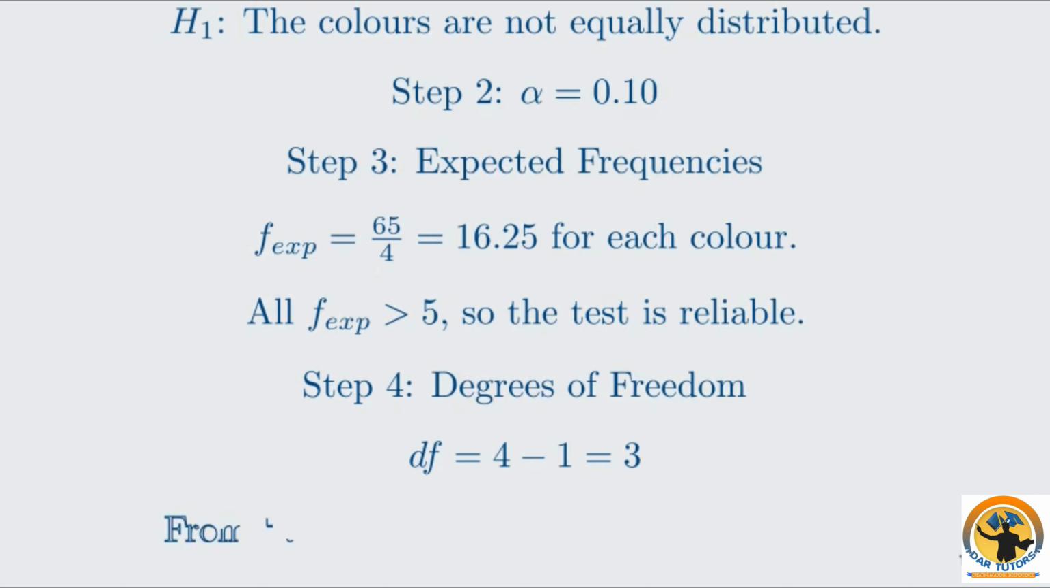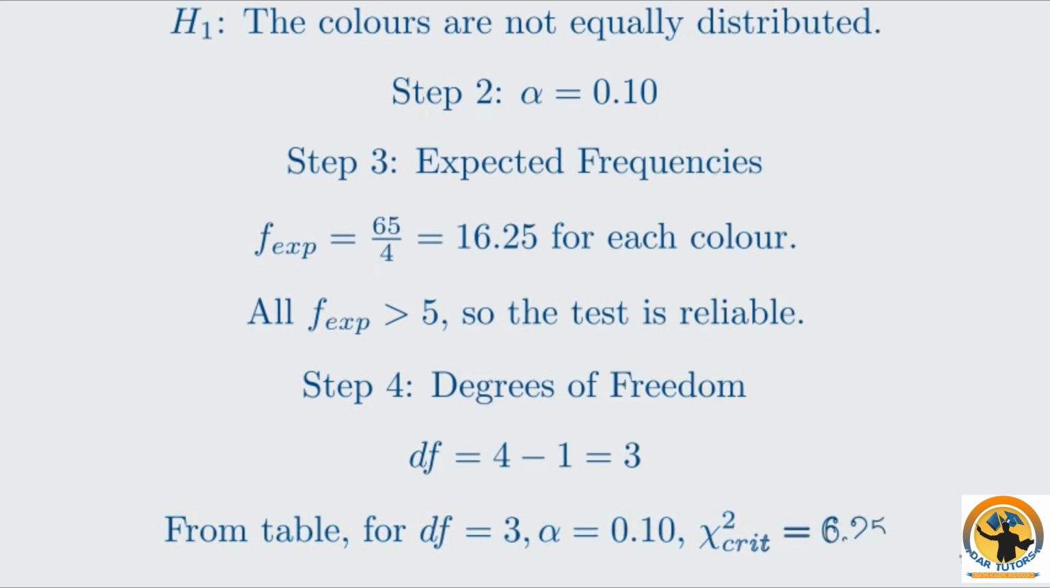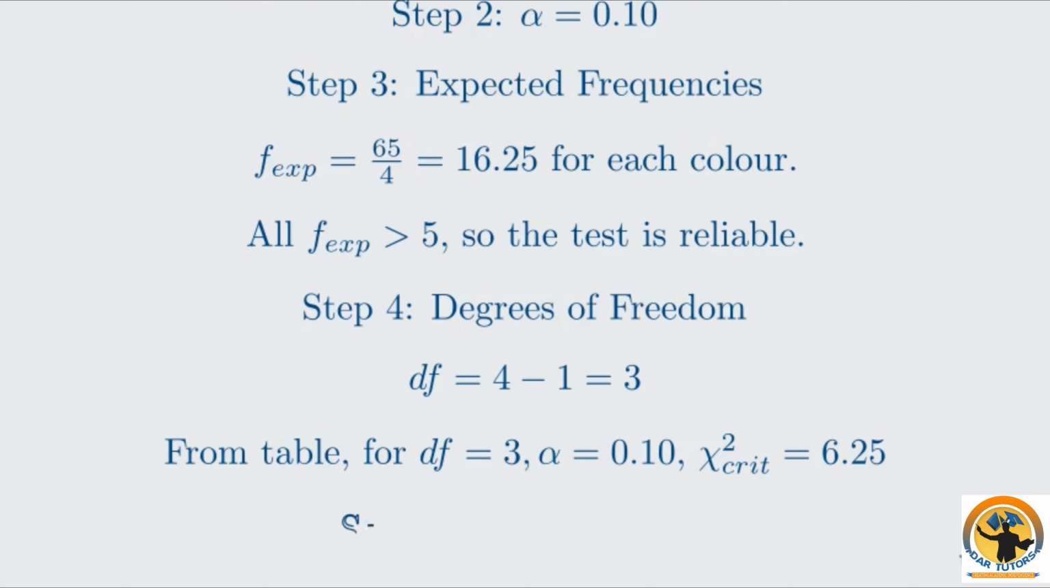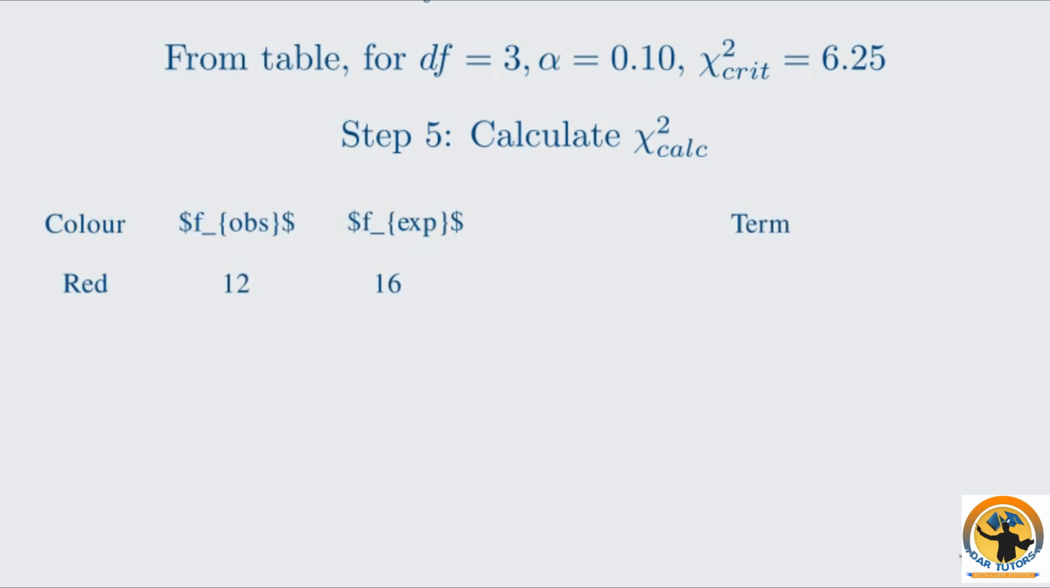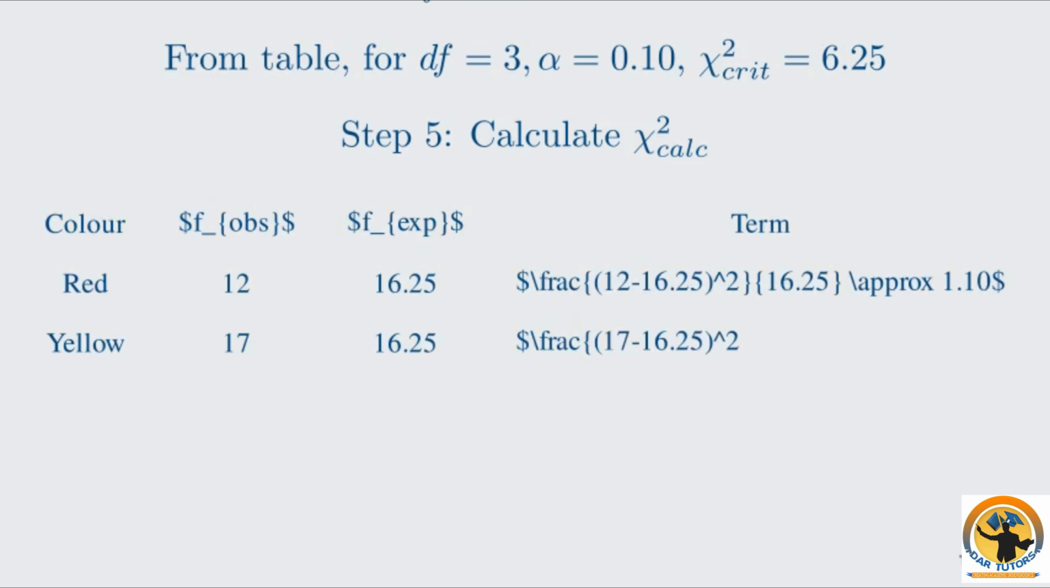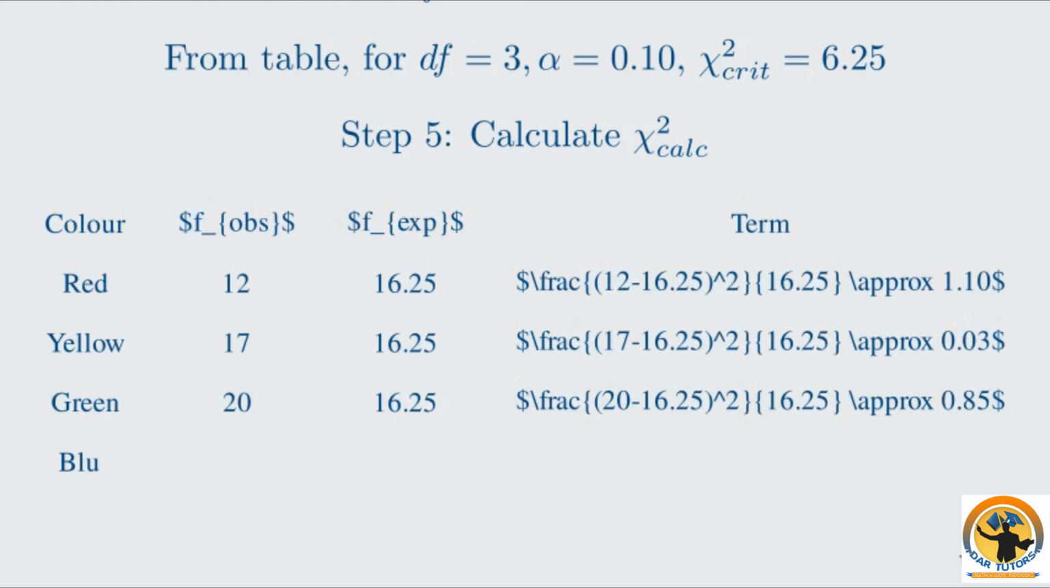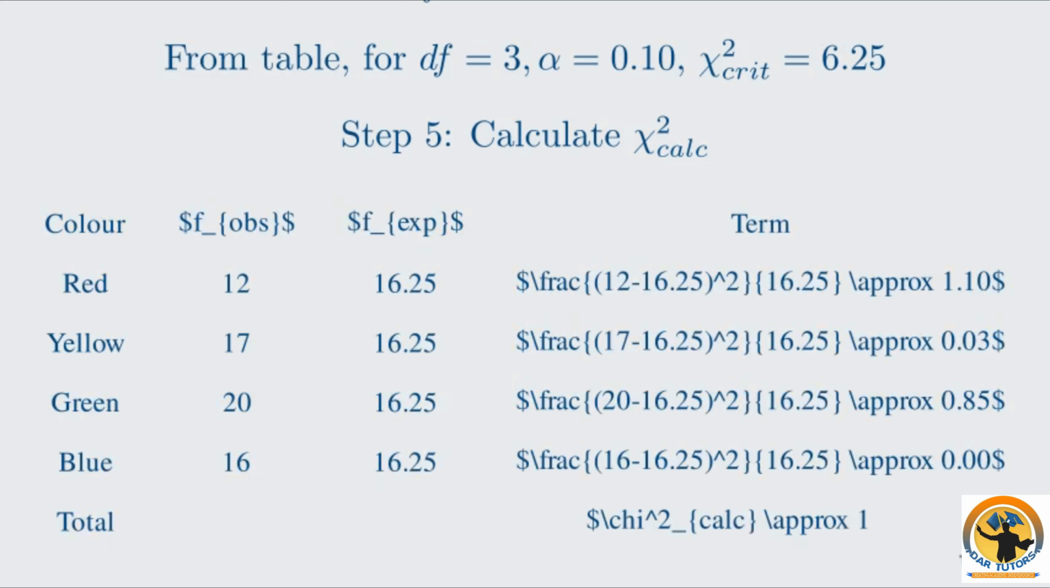Now we can find our critical value from the table. For DF equals 3 and alpha equals 0.10, the critical value chi-squared crit is 6.25. Step 5. Test statistic. We must calculate this by hand since we need to compare it to the critical value. Let's organize our work in a table. For red, 12 minus 16.25, squared, divided by 16.25 is about 1.10. We do this for all colors and sum them up to get a chi-squared calc of approximately 1.785.